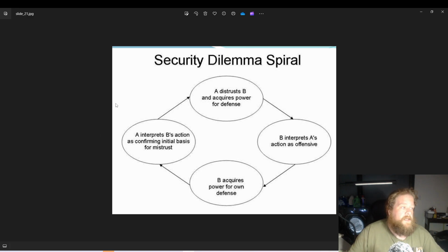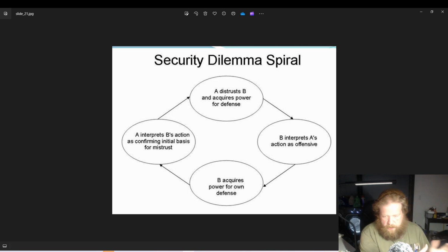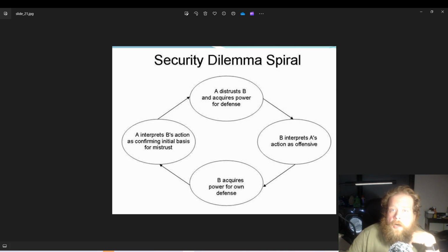Today we're talking theory and practice together. We're going to be talking about the security dilemma, the spiral model, as well as its application in relation to a few ongoing global conflicts like the one in the Middle East and the one involving Ukraine and Russia.